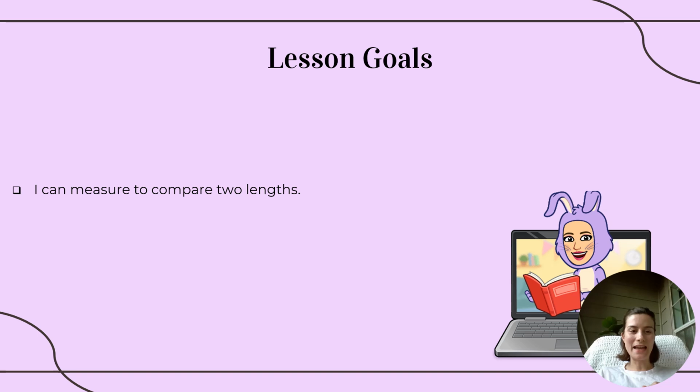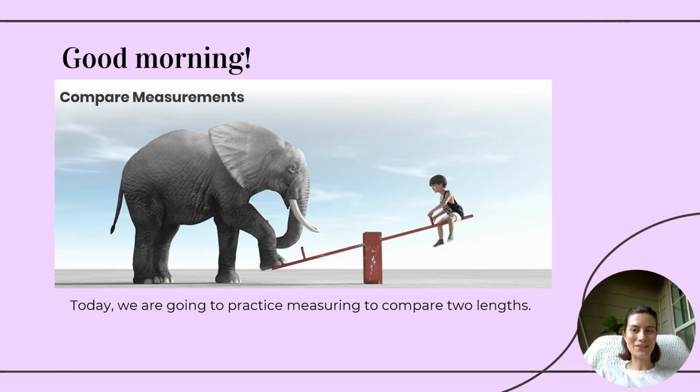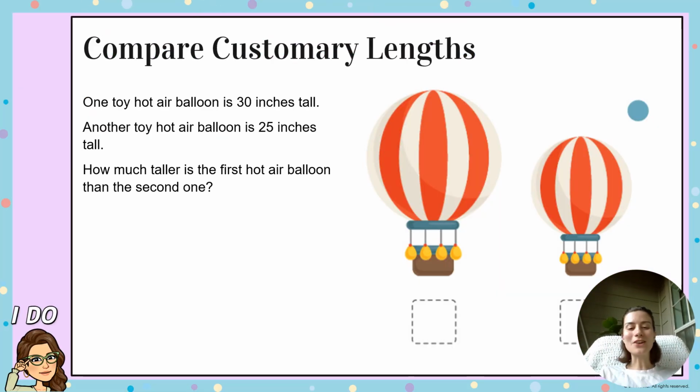Lesson goals for today. I can measure to compare 2 lengths. So that is what we're doing today together. We are going to practice measuring to compare 2 lengths. We're going to measure the 2 lengths of 2 objects and compare them to each other. We're going to start off with good old I do time where I show you how. You do not have to write anything down right now. You don't have to grab any materials. All I want is your complete focus and concentration and listening ears on.